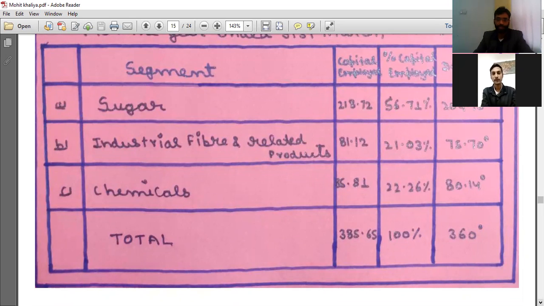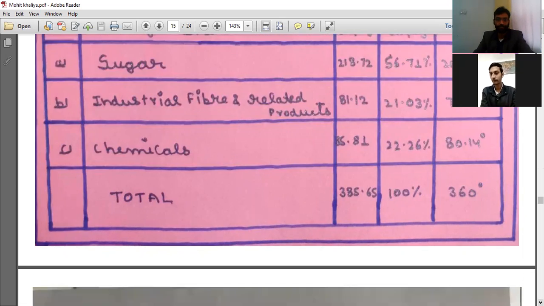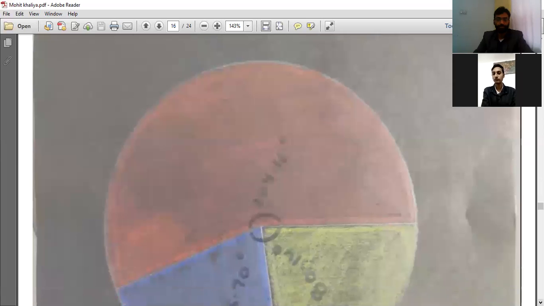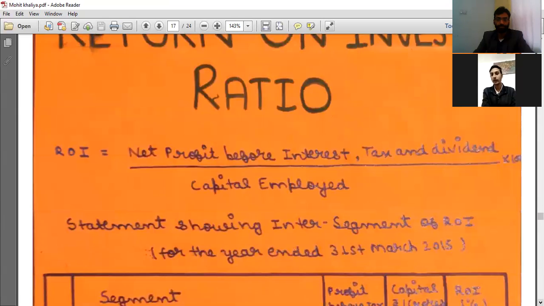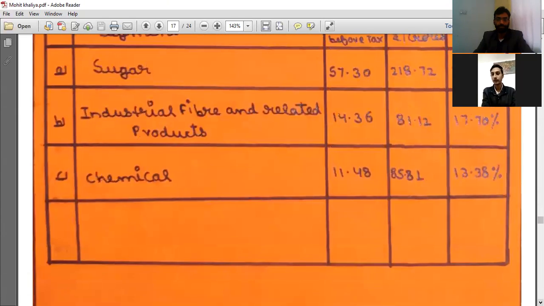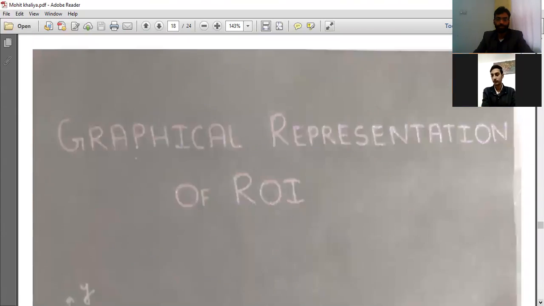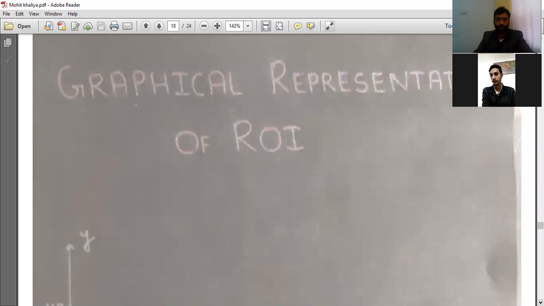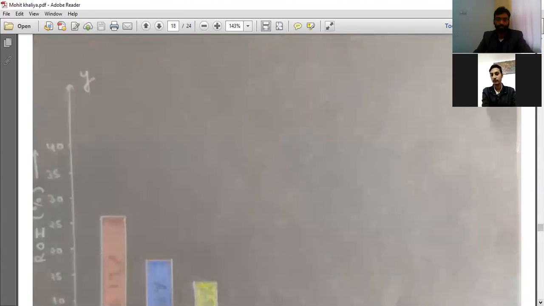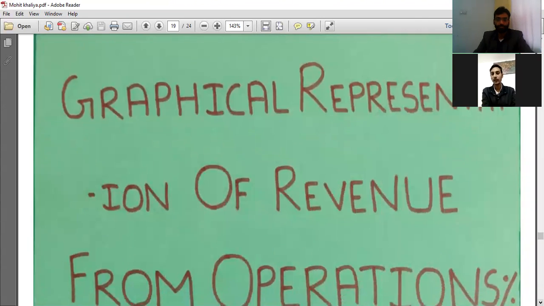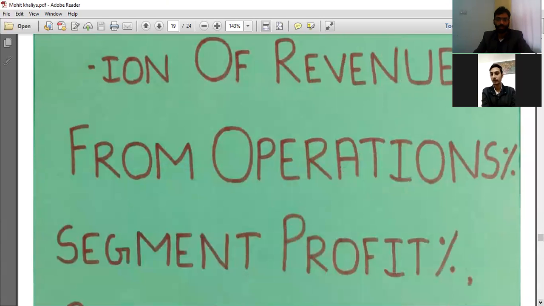What is the significance of calculation of return on capital employed? What is the significance of calculation of this ratio? So, to determine the return on investment. To determine the return on investment, that is the significance. And what is the ideal ratio for this? So, higher the ratio, better it is. Higher the ratio, better it is.